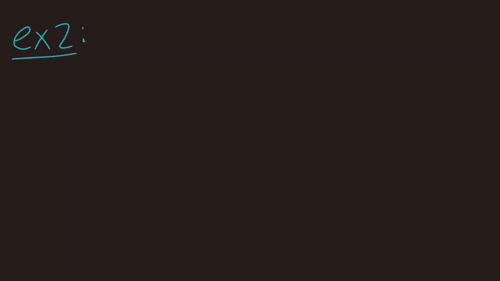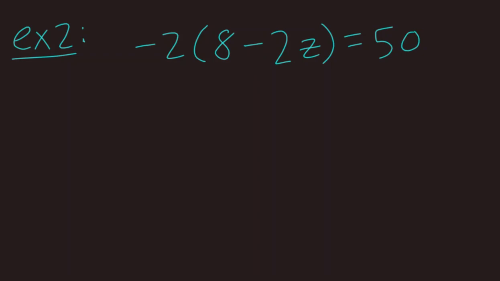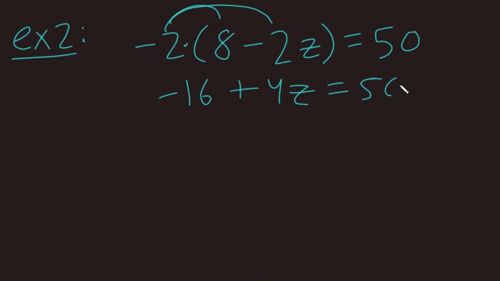Okay, let's do this. Negative 2, parentheses, 8 minus 2z is equal to, let's do something crazy like 50. Now we see the negative 2 is being multiplied by the parentheses, so we have a negative times a positive, which will give us a negative 16. We have a negative times a negative, which would give us a positive. 2 times 2 would be 4z is equal to 50.